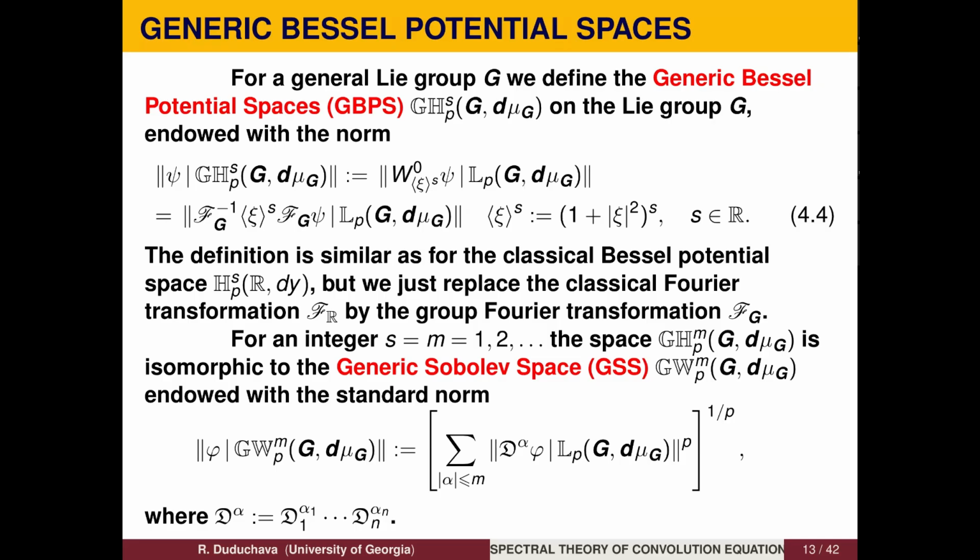And what is interesting, the generic Sobolev space, which is defined as the derivatives up to order m should belong to the LP space. It is the generic Sobolev space W^m_p. And this generic Sobolev space coincides with the generic Bessel potential space for the integer m. If s is equal to m, then the generic Bessel potential space coincides with the generic Sobolev space, just as in the case of the classical Fourier transforms.